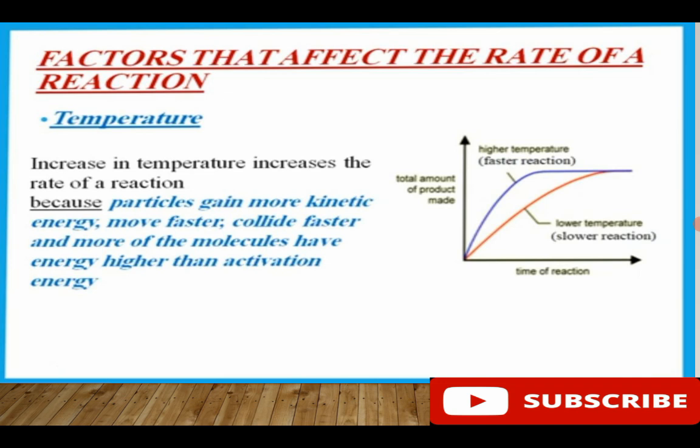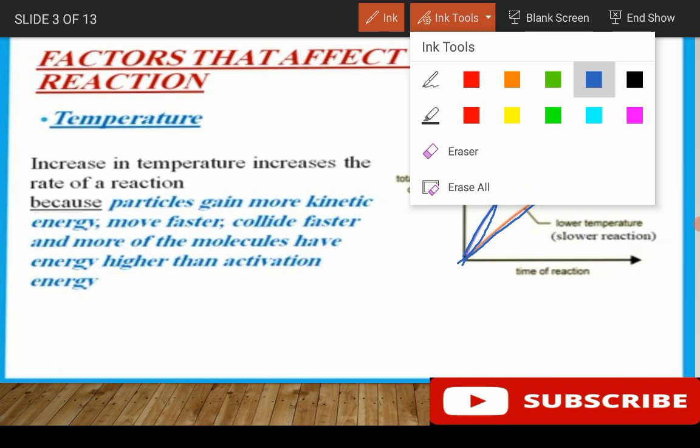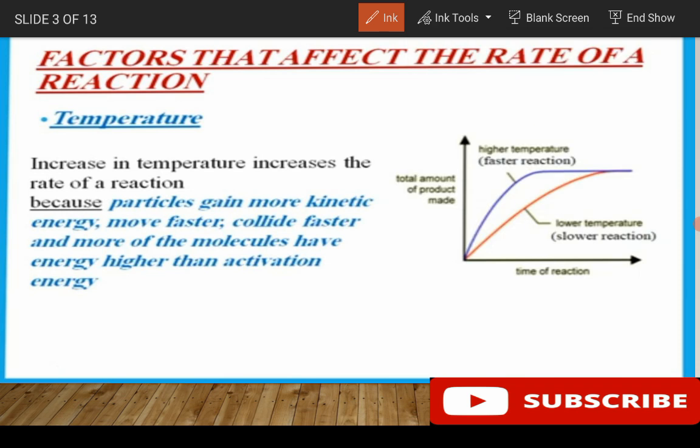And how do we know that? From a graph, the steepness. So this one is steeper. If you consider the gradient, this graph is a bit steeper than this one here. So the steepness of the graphs is an indication that the rate is higher when the temperature is higher, and the rate is lower when the temperature is lower.